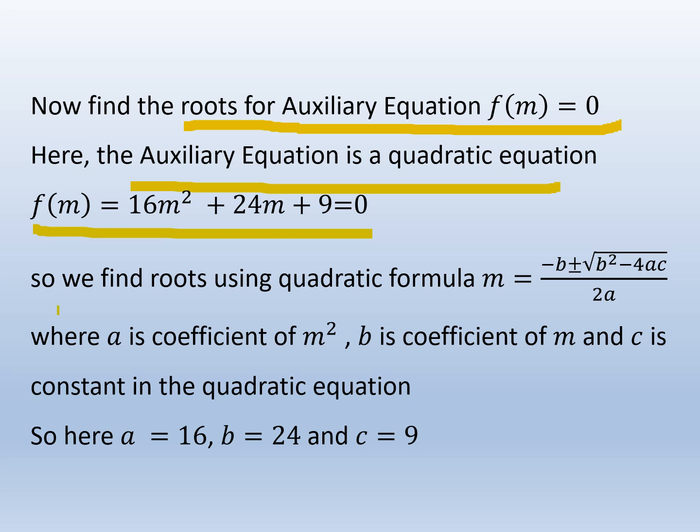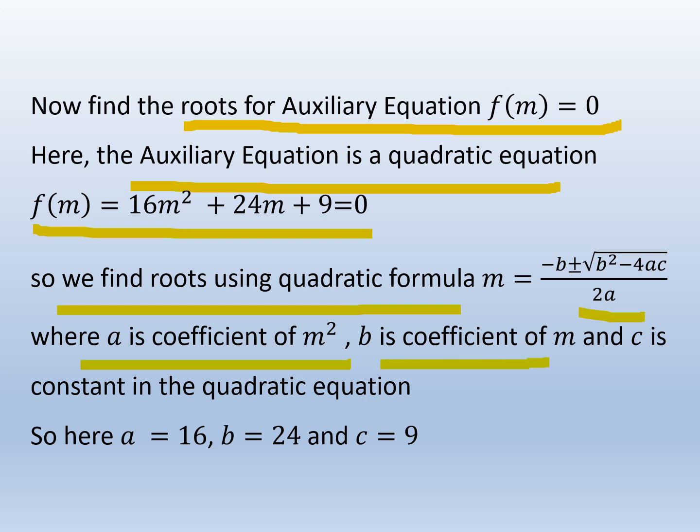So we find the roots using the quadratic formula. m = (-b ± √(b^2 - 4ac)) / 2a, where a is the coefficient of m^2, b is the coefficient of m, and c is the constant in the quadratic equation. So here we have a = 16, which is the coefficient of m^2, b = 24, which is the coefficient of m, and c = 9, which is the constant.